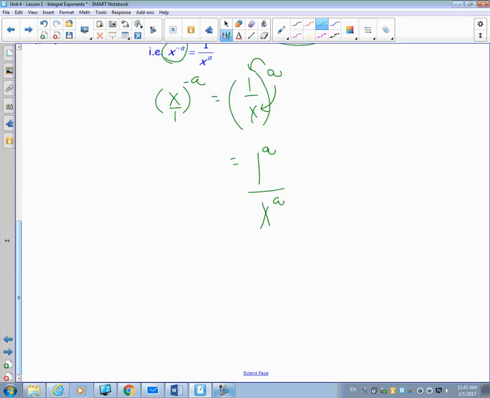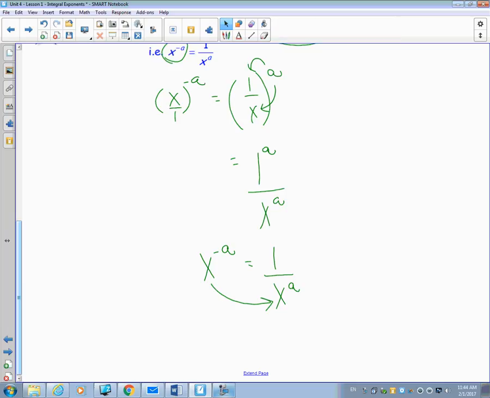Now the nice thing about 1 to the a, 1 to the power of anything, is always 1. So a shortcut idea is saying if you see a negative exponent on the top, take your base to the bottom and make your exponent positive.